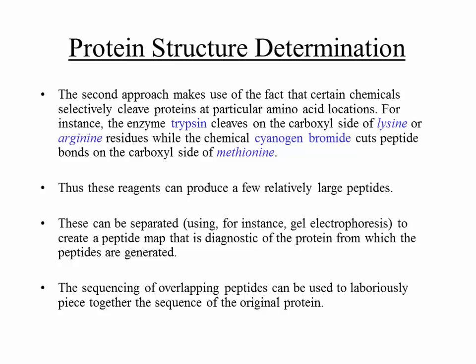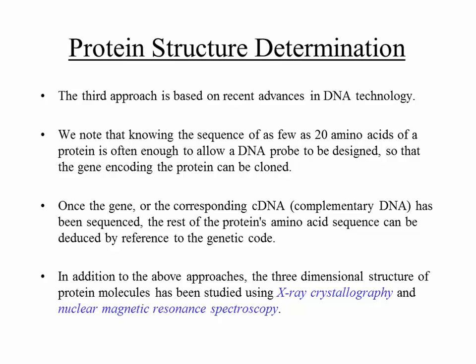So now, this is not very high tech. Now we go to the high tech method, and that makes use of recent advances in DNA technology. Remember, I said earlier the DNA codes for proteins. The information on the DNA, A, G, C, T, actually codes for proteins. That is first transcribed into RNA and then translated into protein.